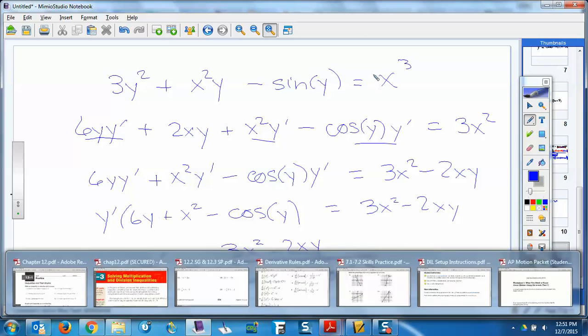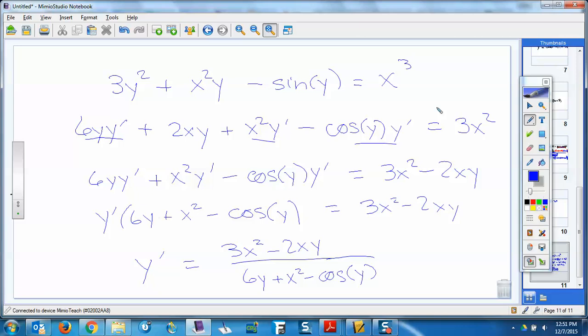That's pretty much how those look all the time. You do the derivative. Whenever there's any y's, you tack on y prime. You get all the y prime terms on one side, get the other terms to the other side. Factor out the y prime and then divide. Missed a parenthesis.